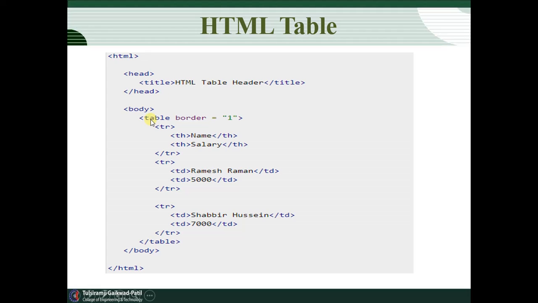Under that body tag we mention the table border equals to 1. What does border equals to 1 indicate? It indicates the thickness of your border. What will be the thickness of your border? If you do not mention the border, then the content in your table is without a border, and it is not visible. Under that condition your border is not visible.